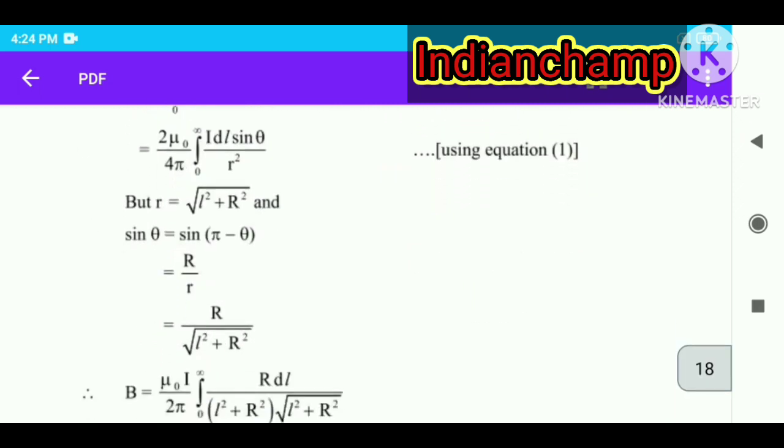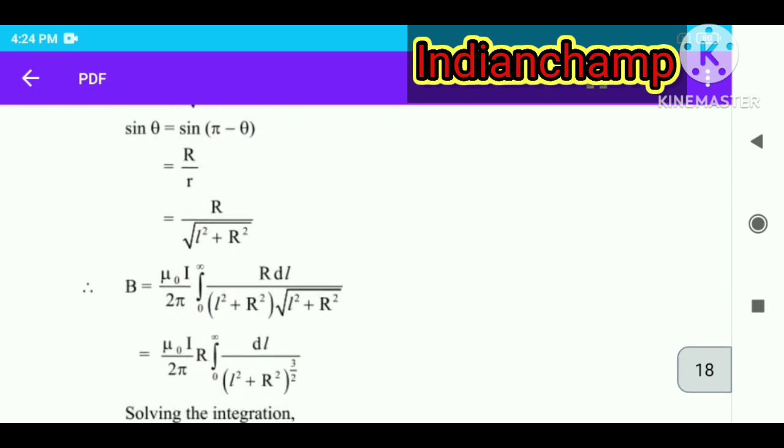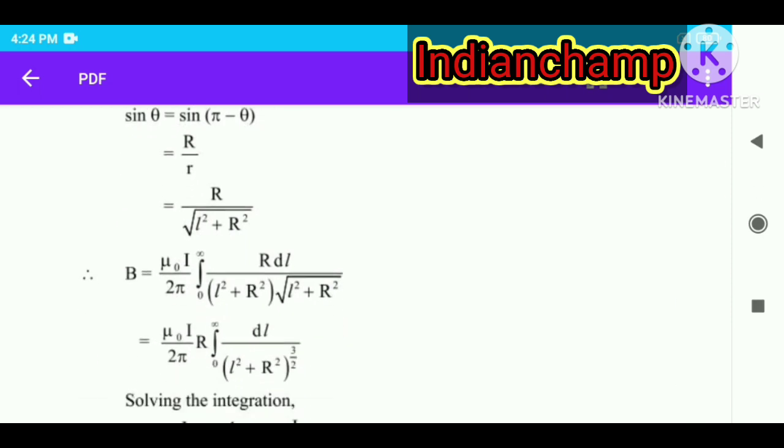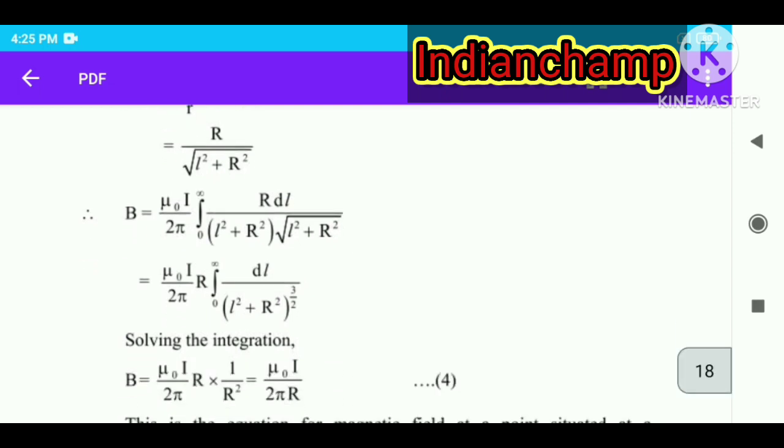But r is equal to integrate under root l square plus r square, and sin theta is equal to sin of (pi minus theta), which is equal to r divided by under root l square plus r square. Therefore B is equal to mu 0 into I divided by 2 pi, integration 0 to infinity r dl divided by (l square plus r square) under root l square plus r square, which is equal to mu 0 I divided by 2 pi r, integration 0 to infinity dl divided by (l square plus r square) raised to 3 by 2.